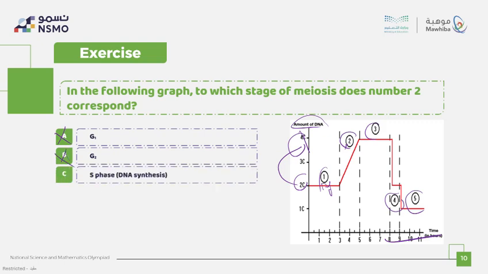What about S-phase DNA synthesis? Here, DNA replicates, increasing from 2C to 4C, matching point 2. So this is the right answer. But let's keep going with D, meiosis 1. DNA decreases in this stage, matching point 4, not 2. So this is also wrong. So the right answer is C, S phase DNA synthesis. Do you get it now?